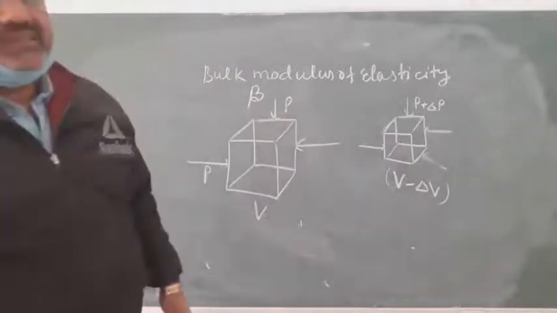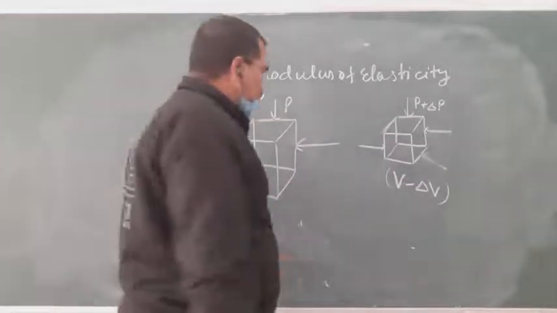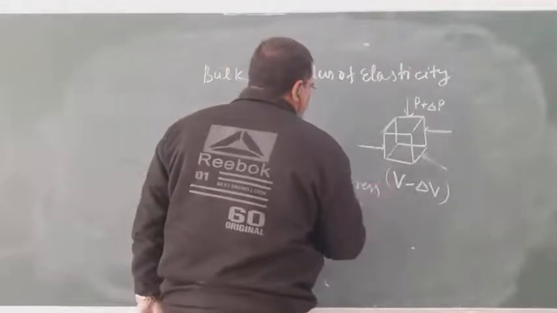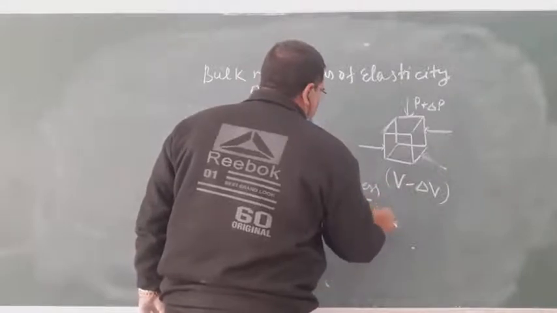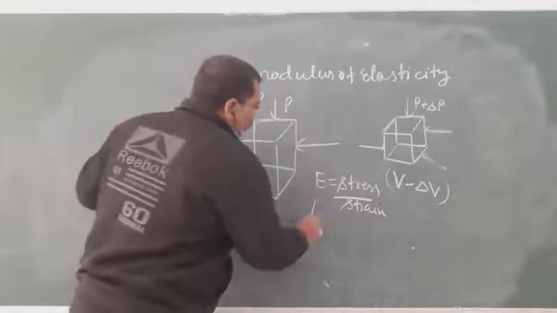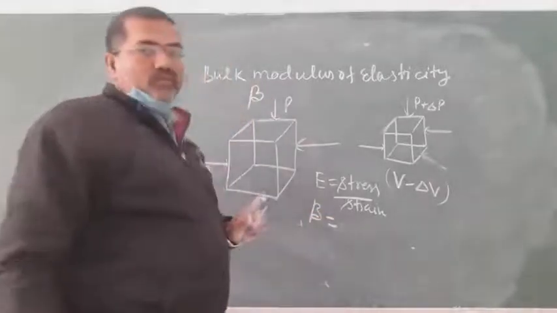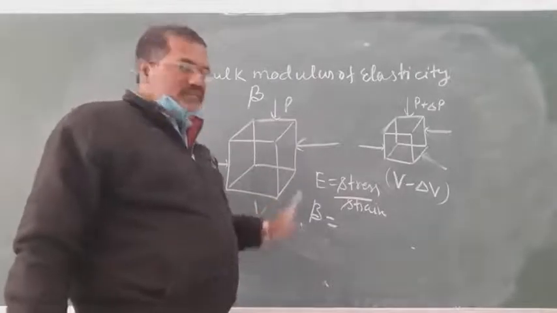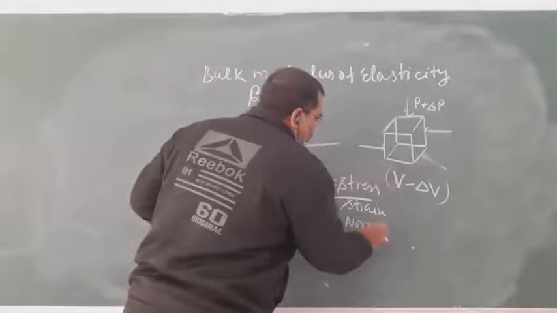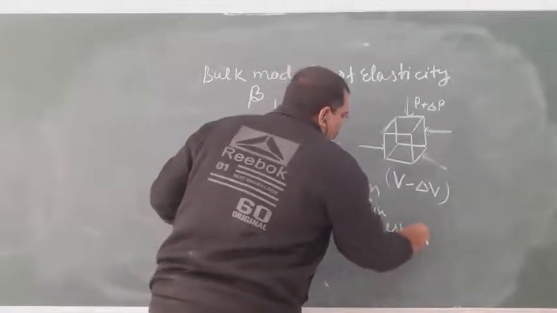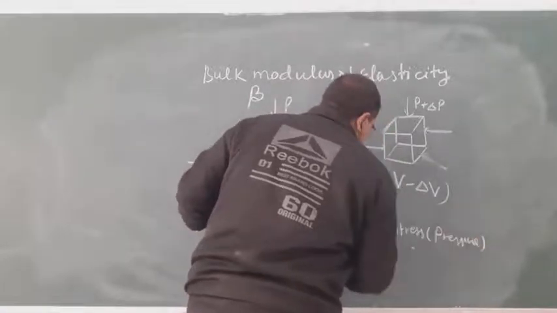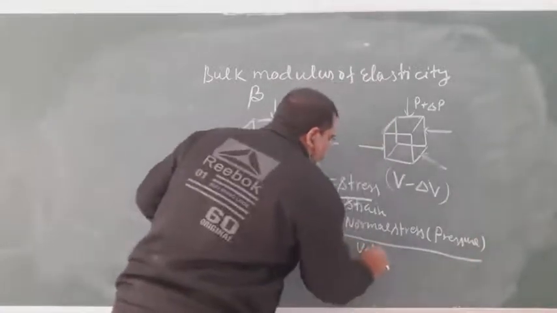So here pressure is a stress, normal stress you can say. So E equal to stress upon strain. In case of E we can use beta, because beta is a volumetric coefficient of elasticity. So stress is normal stress, which is pressure, and strain is volumetric strain.